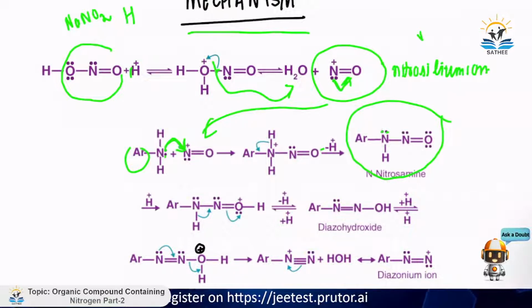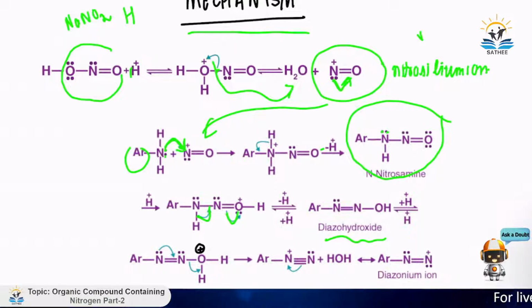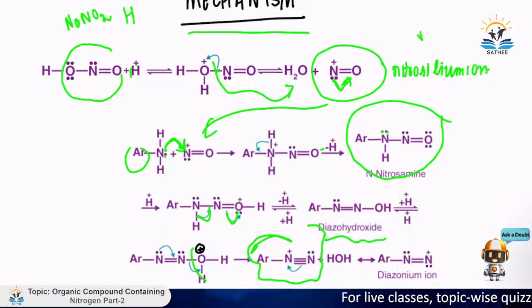Now what will happen? Again H plus will attack, and this double bond will come here, and this will come here. So what do we get? We get diazo hydroxide, and again H plus will leave and H plus will attack. So an H2O molecule will leave from here, and we finally get what we were looking for, that is the aryl diazonium ion.